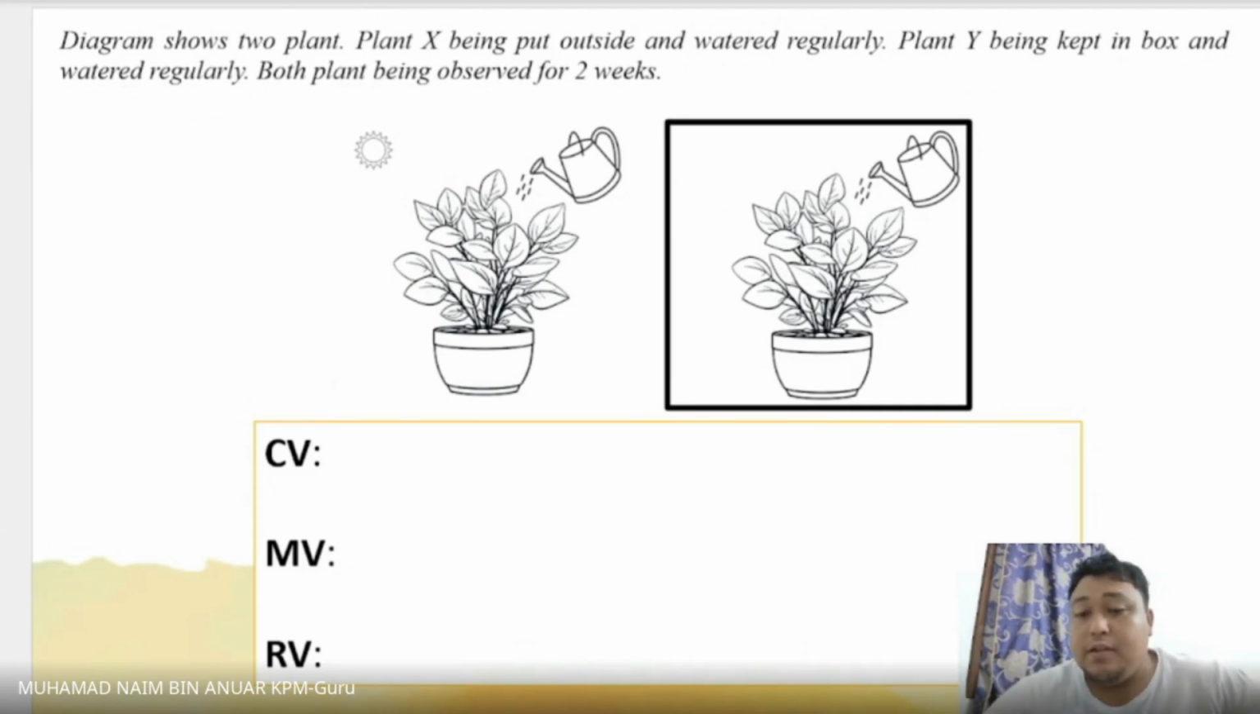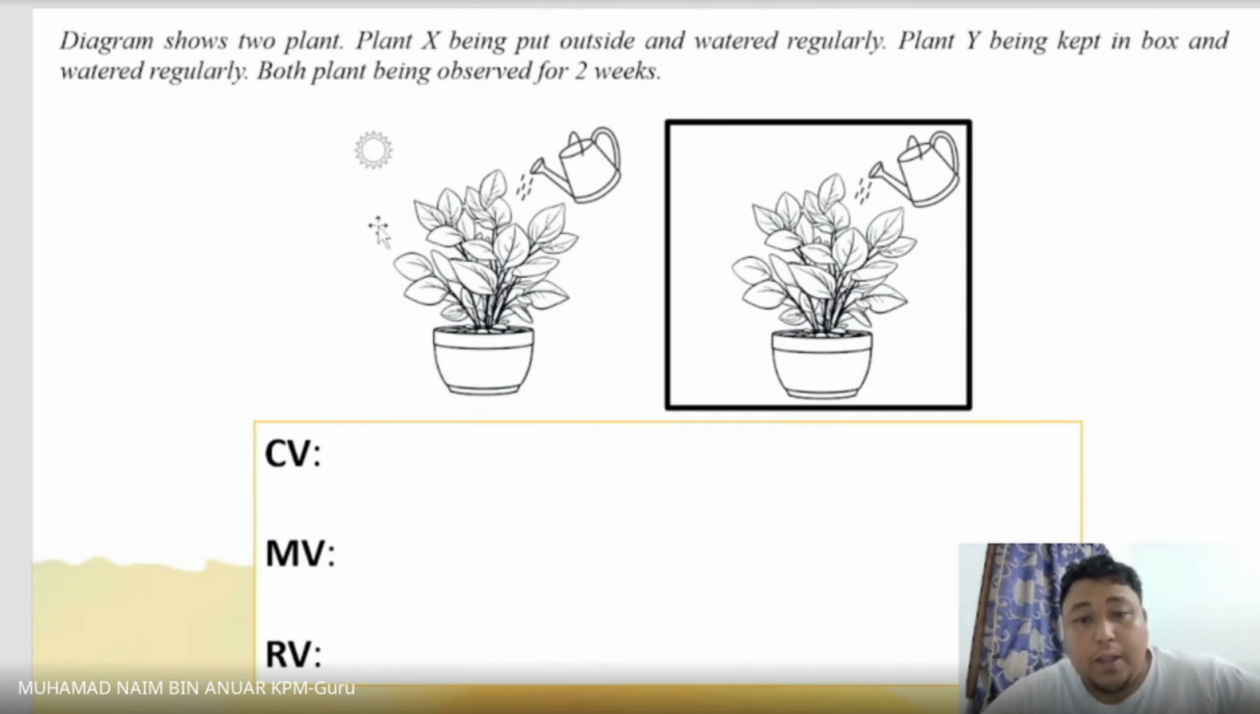Yes, there is. But the keyword this time is not in the question. The keyword this time is in the picture. The key point, not keyword, key point, in the picture. You can see the first picture is put outside and the second picture is kept in a box. Okay, what are the changes? What is different between these two? One in the box, one outside.